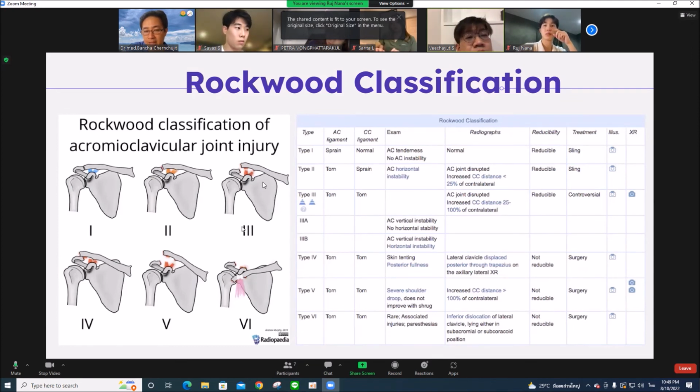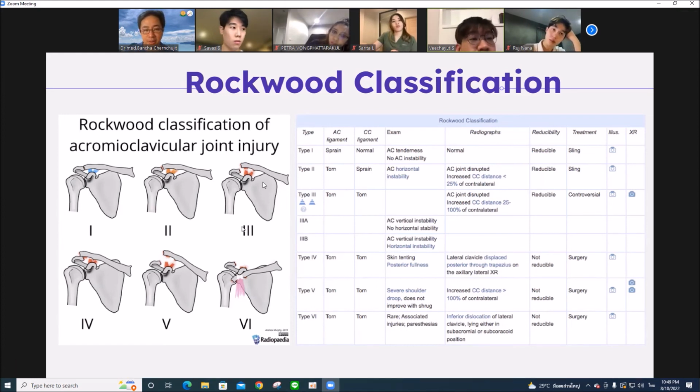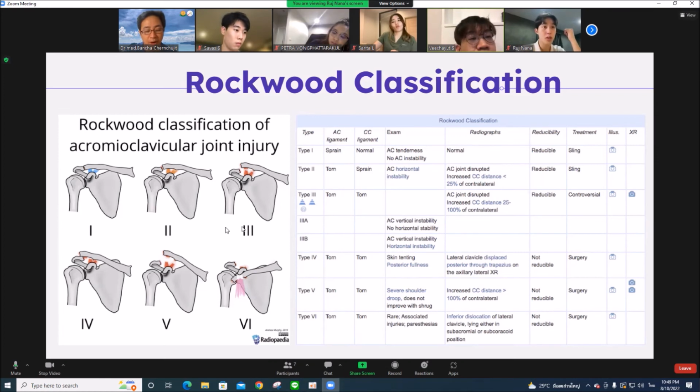Grade 3 you have torn CC ligament and AC ligament. You can see obviously the clavicle and the acromion completely separate. Grade 5 is the same as grade 3, but the displacement will be more. Grade 6 is very rare, I never saw grade 6 before, the clavicle is going down. Grade 4 is the clavicle moving to the back. So grade 3 is a cutoff point. You can treat grade 3 conservatively or with surgery depending on the patient's activities, but grades 4, 5, 6 need surgery.